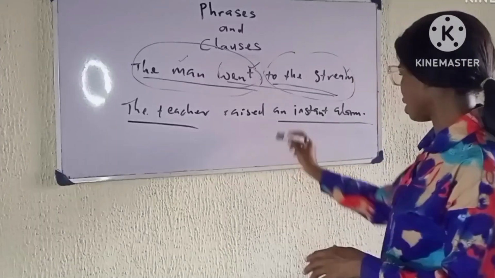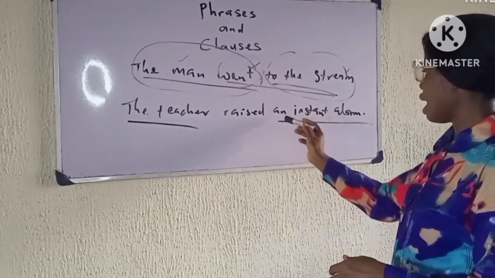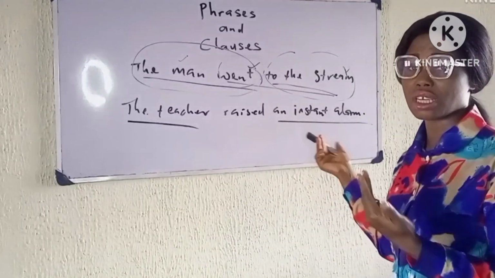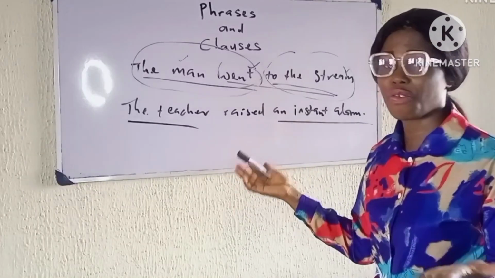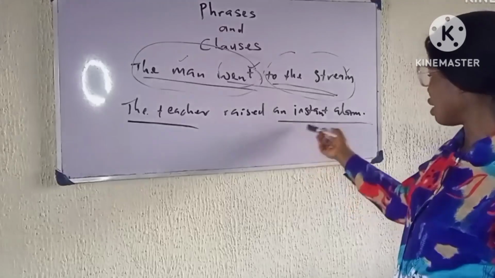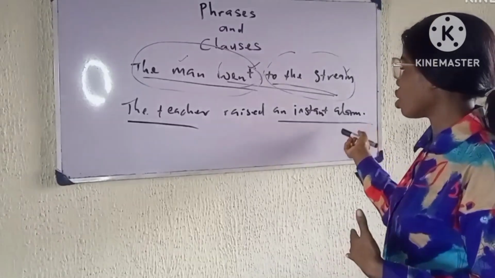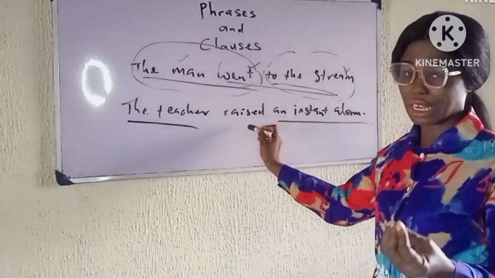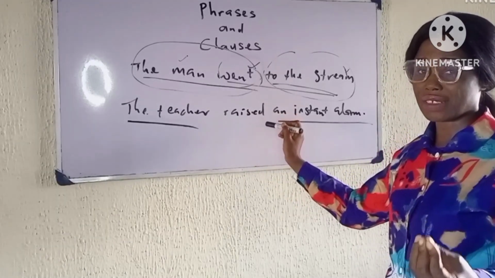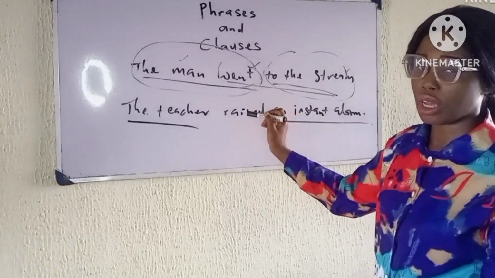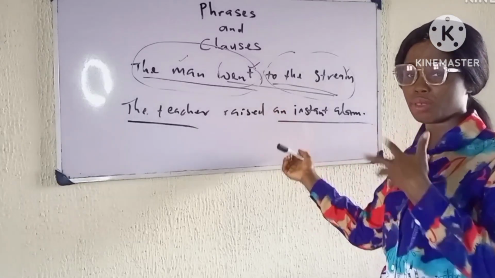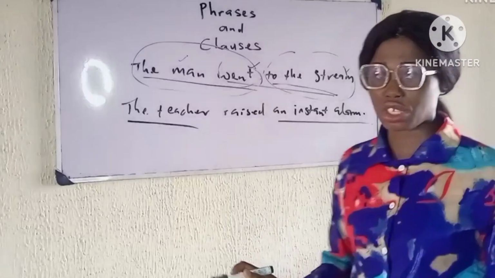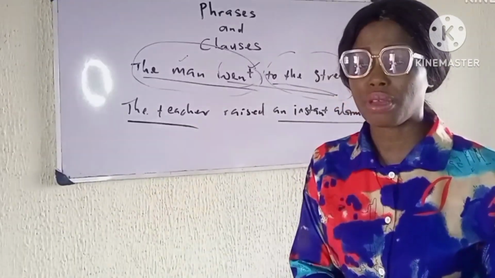Now, let's look at these underlined words: an instant alarm. This underlined phrase is also a noun phrase, because it functions as the object of the verb raised. What is an object? An object is the noun or pronoun that receives the action of the verb. The subject performs the action, the object receives the action. Raise an instant alarm.